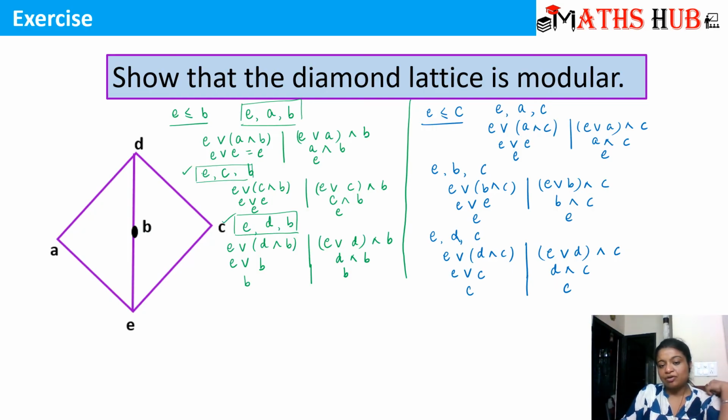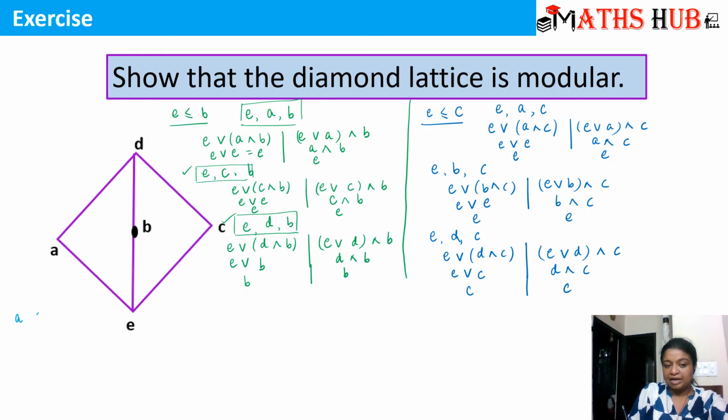So likewise, when you continue like this, you will find that all the pairs of elements satisfy the modular law. It will go a little lengthy, but the procedure for checking whether it is modular remains the same. So it is not difficult, but it is a lengthy process. After that, you can pick up the pair A less than D, then B less than D, then C less than D, and you can insert the third element, anyone.